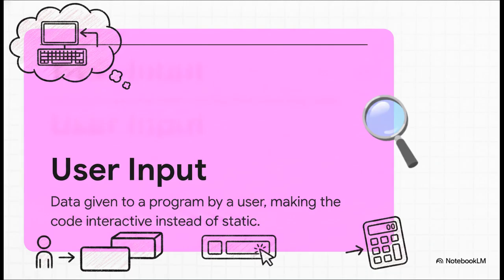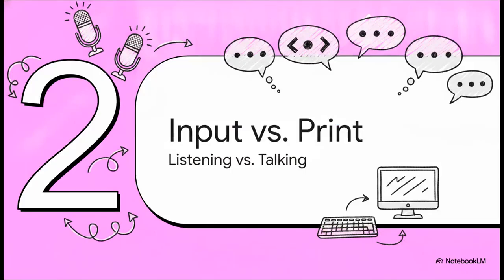To make this happen, we need to understand a core concept. User input is literally just data given to a program by, well, a user. When you type your name into an online form or punch numbers into a calculator app, you are providing user input. You're injecting fresh data into the program right then and there, making the code interactive instead of just a boring wall of text.